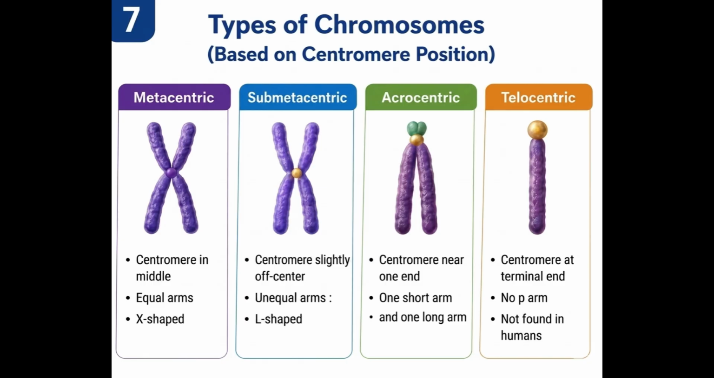Submetacentric chromosomes have the centromere slightly away from their center, producing unequal arms. Acrocentric chromosomes have the centromere near one end, creating one very short arm and one long arm. Telocentric chromosomes have the centromere at the terminal end and are not found in humans.